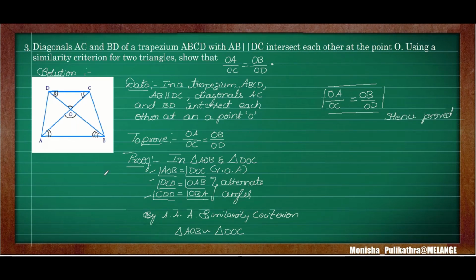So we can write the alternate angles. If you didn't understand, see here, Z-shape angles. Here these two angles are equal to each other: DCO and OAB, so DCO is equal to OAB, one angle. Another one is CDO and OBA. So these Z-shape angles are called alternate angles. I hope you understood this.